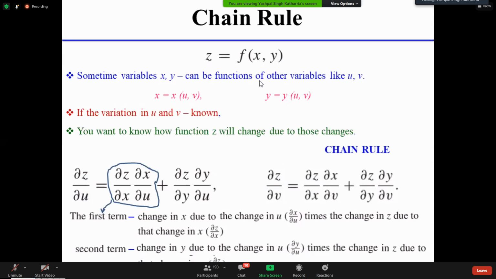Similarly, you can also write down the change in z with respect to v. So this is del z over del v. It will be del z over del x multiplied by del x over del v, plus del z over del y multiplied by del y over del v. This is called the chain rule. So if you have some function z which depends on x and y, and these x and y also depend on other variables like u and v, then the change in z can be given with these equations.